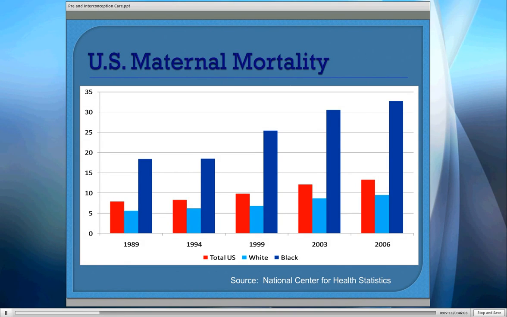The red bars are the U.S. rates, the light blue bars are the rates for white mothers, and the dark blue bars are the rates for African American mothers. In 2006, African American mothers in the United States died at a rate of 32.7 per 100,000 live births. That's more than 3 times the rate of white mothers, who died at a rate of 9.5 per 100,000 live births. This disparity is one of the most pronounced in maternal child health, and again, as you can see, it's not decreased in over 30 years.